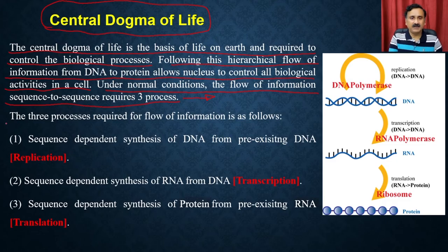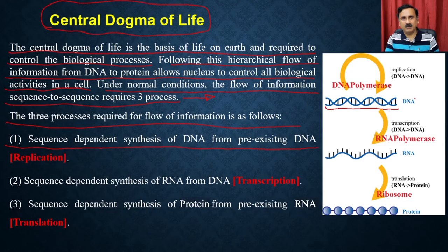The three processes which are required for the flow of information are as follows. You can have the sequence-dependent synthesis of DNA from pre-existing DNA. So you can have a DNA, and that DNA also has to be synthesized. Remember that when there is a duplication of an organism, the organism wants to go for division, right?